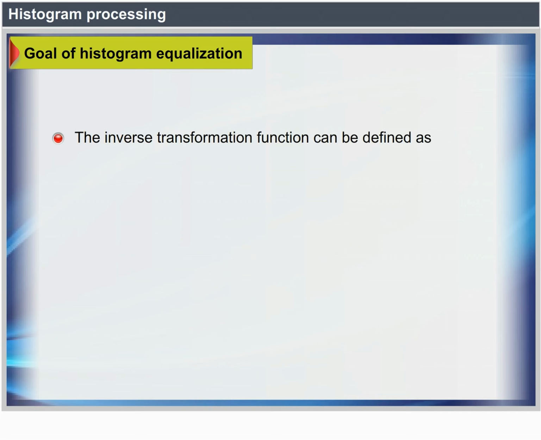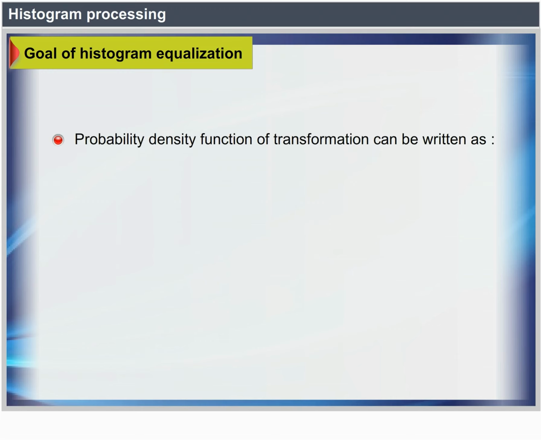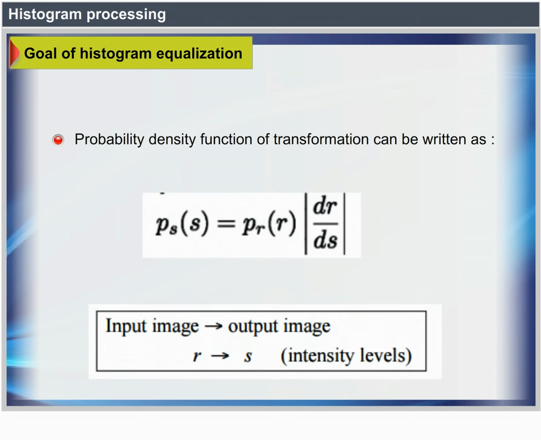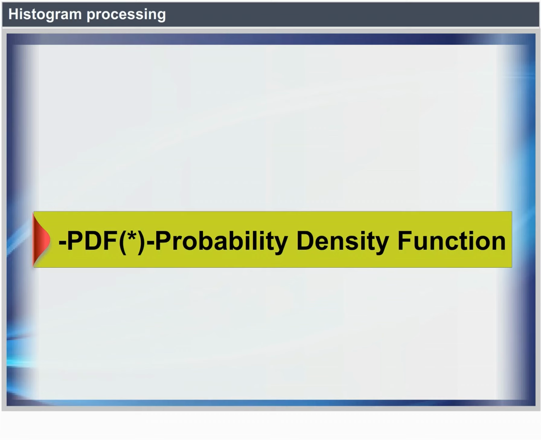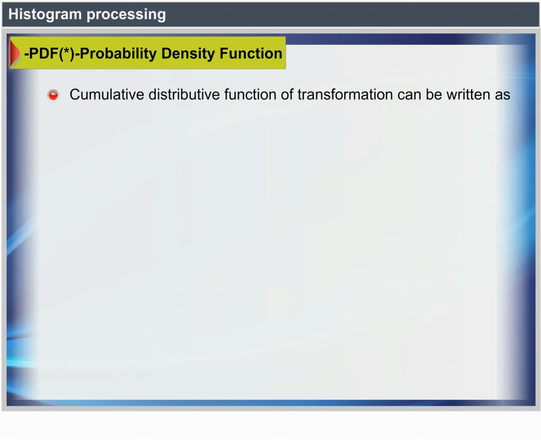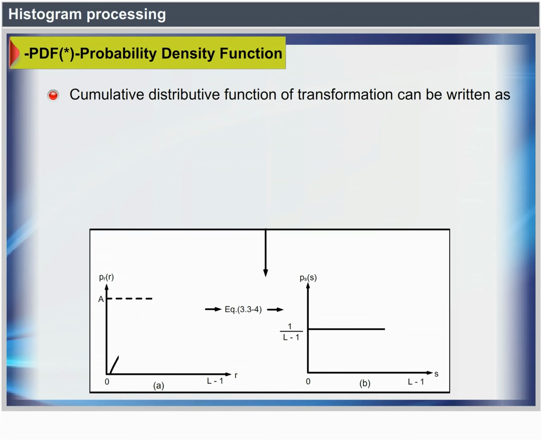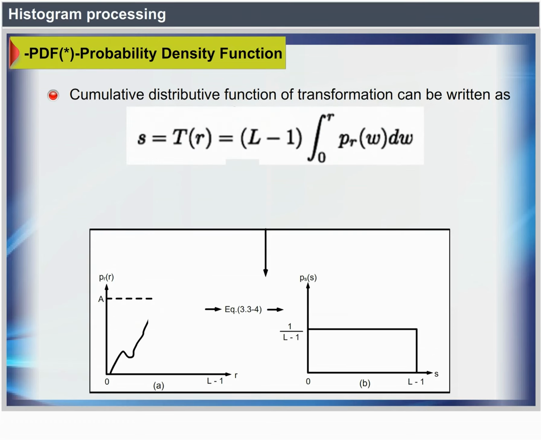PDF, probability density function. Cumulative distribution function of transformation can be written as shown on screen. Below figure shows an arbitrary PDF, result of applying transformation in an intensity level. The equations are as shown on screen. Histogram equalization or histogram linearization, discrete form. The equations are as shown on screen.